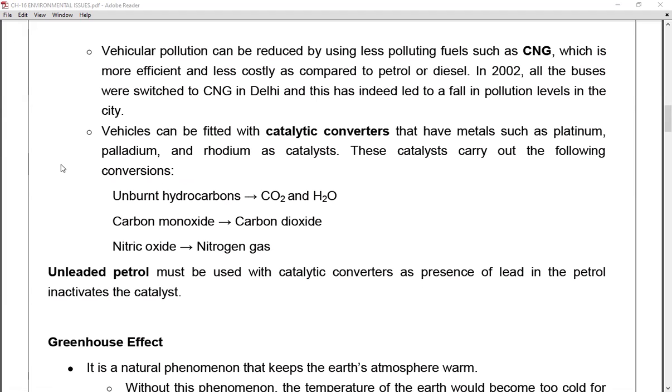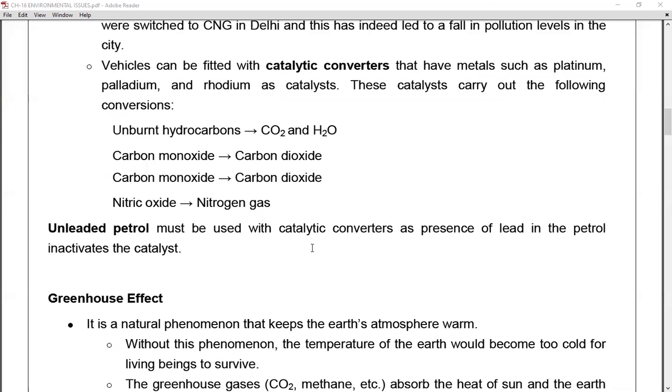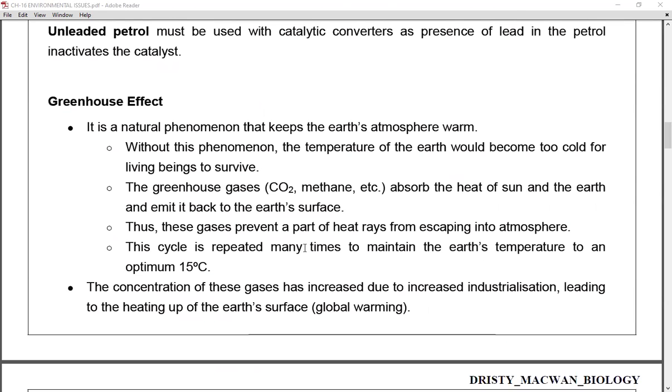So the presence of lead in the petrol inactivates the catalyst, right? If there is lead in the petrol, then the catalytic converters cannot work properly, and for this reason unleaded petrol should be used, right? Next is the greenhouse effect, right?